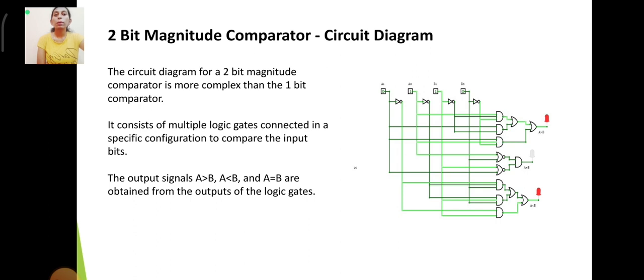2-bit magnitude comparator circuit diagram. The circuit diagram for a 2-bit magnitude comparator is more complex than a 1-bit comparator. It consists of multiple logic gates connected in a specific configuration to compare the input bits. The output signals A is greater than B, A is less than B, and A is equal to B are obtained from the outputs of the logic gates.